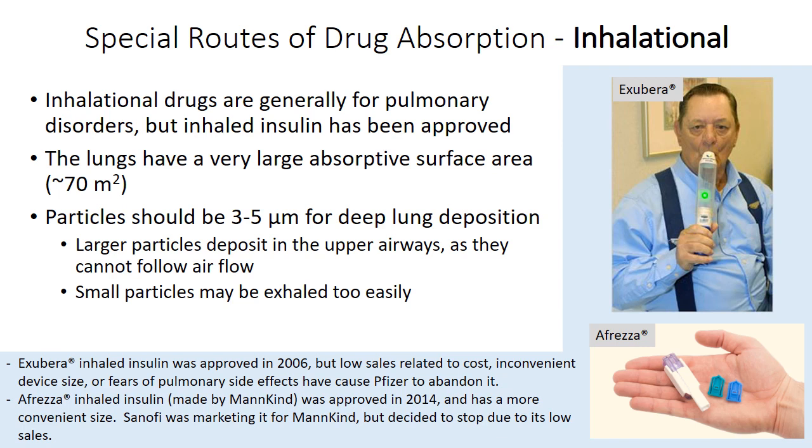Pfizer abandoned this. As you can see, nowadays we're trying to get smaller and smaller with devices, and this one is pretty darn big for an inhaler, for an insulin. Afrezza is an inhaled insulin made by a company called MannKind that was approved in 2014. It has a much more convenient size. Sanofi was marketing that, but decided to stop due to low sales again. Of course, they had to prove that it was effective to get it on the market, but they still had low sales, and I'm guessing that's related to cost or trouble getting it covered by insurance.